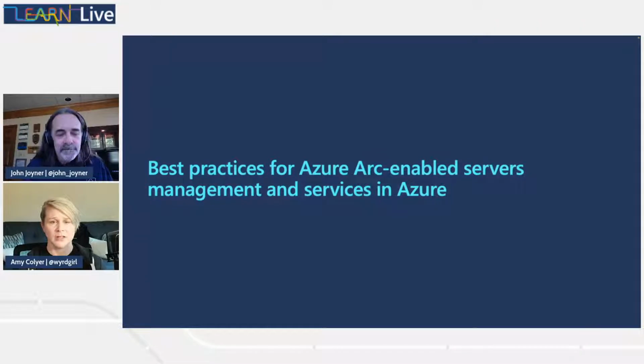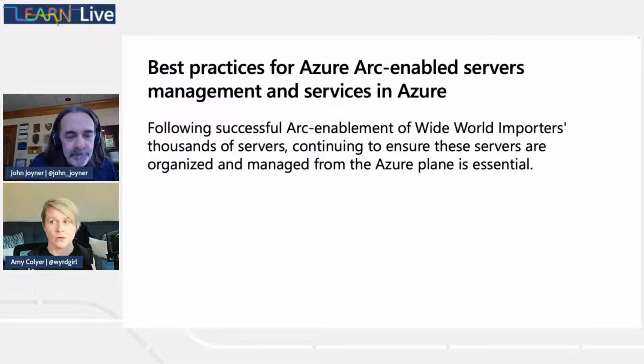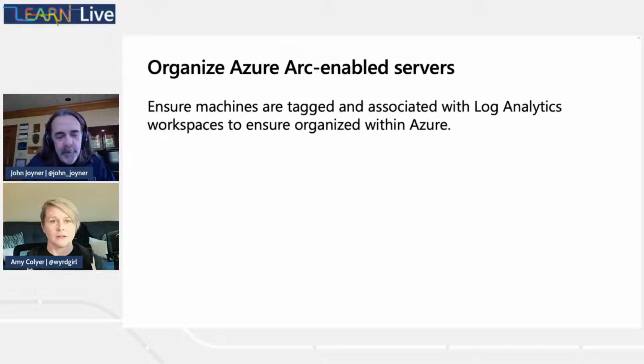So we're on to the last module, the best practices. When I talk about organizing your Azure Arc-enabled servers, the first thing that comes to my mind, and I already talked about it, is the resource group, tagging. Another thing I should mention, since this is Azure Arc at scale, is there is a limit of 5,000 Azure Arc servers per resource group.